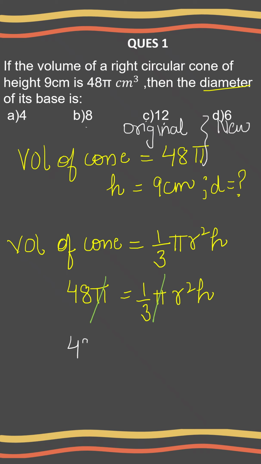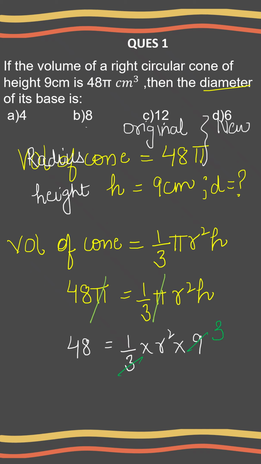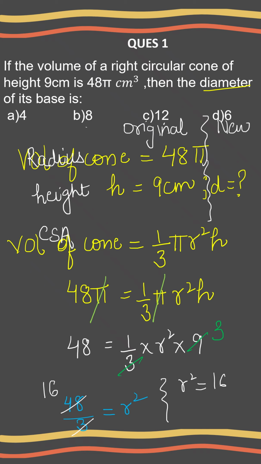Substitute the value. Since h is given, 1 by 3 of r square h is 9. Again we can cancel 3 and 9. Send everything to the other side. 48 upon 3 is equal to r square. 3 and 48 cancel, 16. So r square is 16, which means r is equal to 4 centimeter. And diameter is double of radius, hence 8.